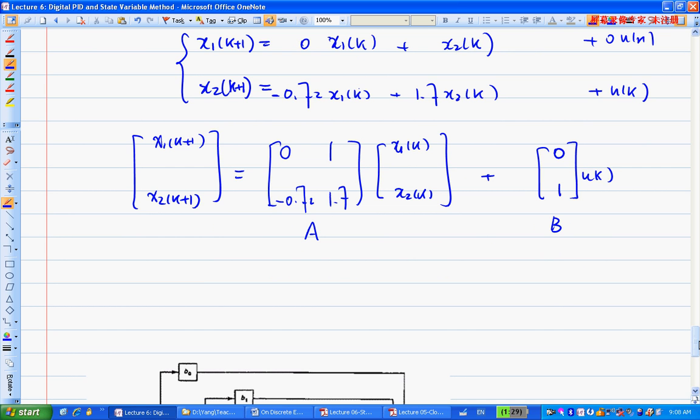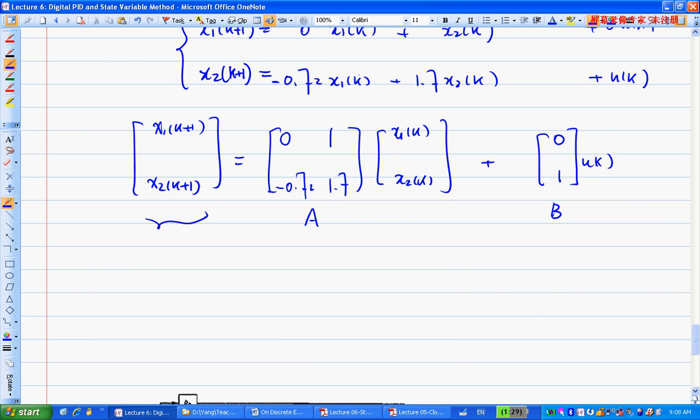And if you want to write it in vector format, you can define this as the x vector, this as the x of k plus 1 vector, this as the x vector, and that as the u vector. But in our case this is just a single input, right? Just a single input.